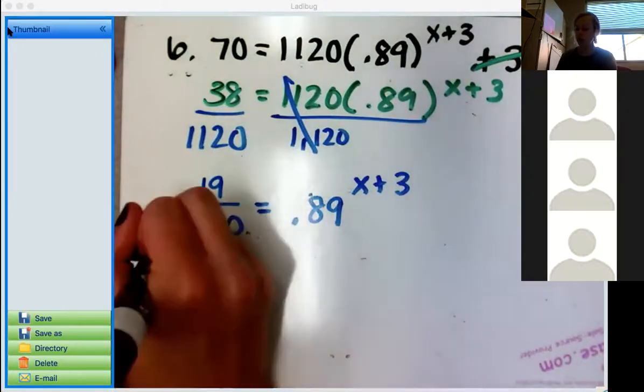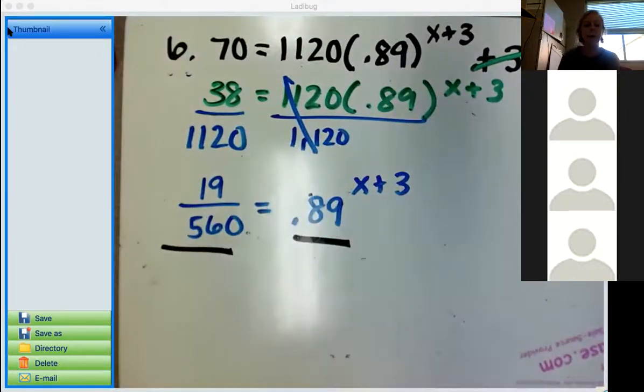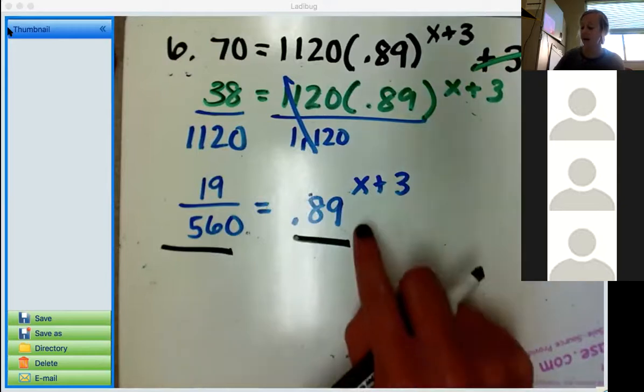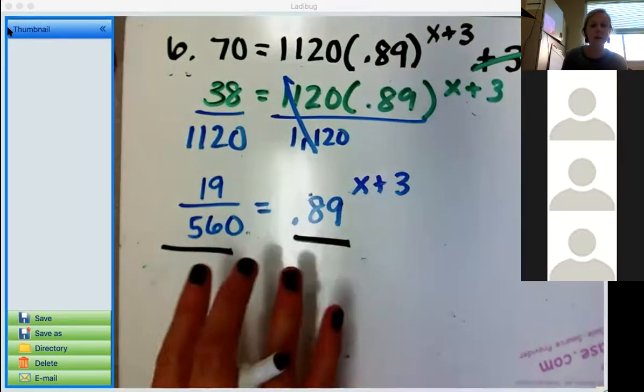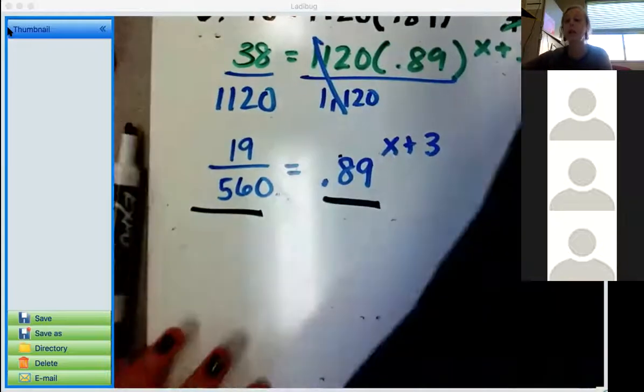All right, this is an exponential equation. So you should always check first, can I make these bases the same? I think I logged both sides. Yeah, you cannot make these bases the same because this would be 89 over 100. They have nothing in common. You cannot make the bases the same. So you do take the log of both sides.